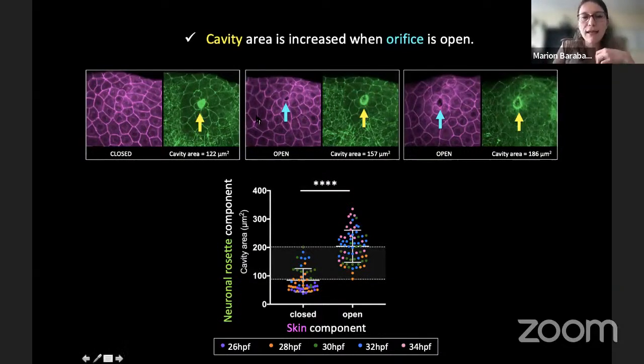In addition, we got further information by zooming at the different elements of the cavity, which is the component of the neuronal rosette, versus the skin component with the orifices, and found out that when a cavity is in contact with an open orifice, this cavity is bigger than the one in embryos where the cavity was associated with no orifices.